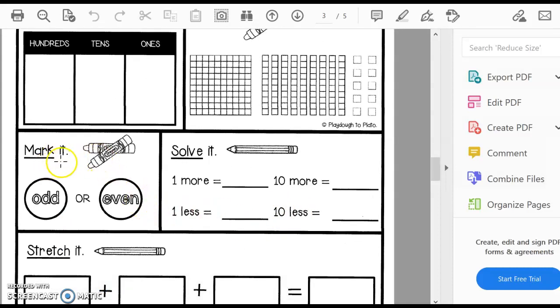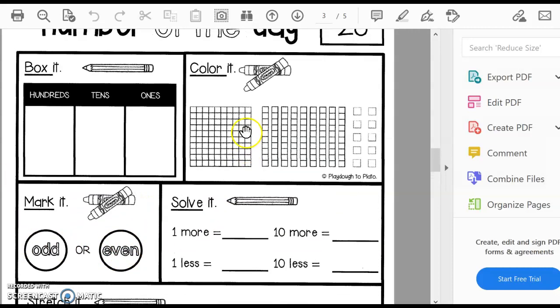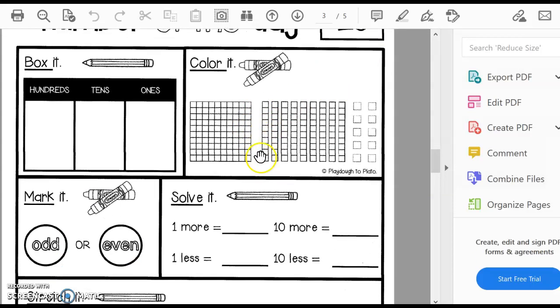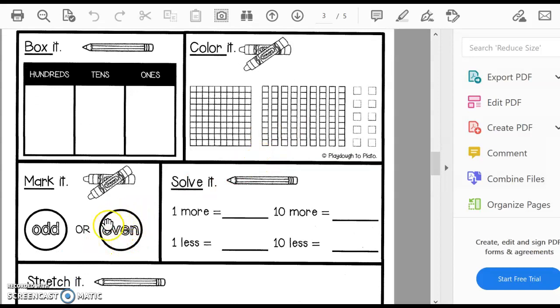This one says mark it. Is 26 an odd or an even number? So when you've worked that out, you color the right number in. Now 26 ends in 6, and 6 is an even number. So you would color in this word because that says even. We go to this activity.